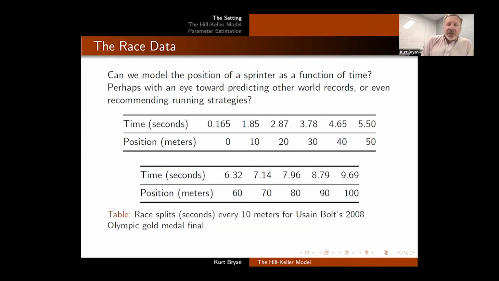We're going to devise a model for a sprinter's progress down the track, and we're going to use data from Usain Bolt's 2008 Olympic gold medal race. And there's the data right there. It comes in time, position pairs. You can see at the start of the race, when he was at the starting line, it took him 0.165 seconds to react to the starter's gun. And then at 10-meter intervals down the track, we have the time he passed that point to a hundredth of a second. So this is data we can use to test our model and validate it.